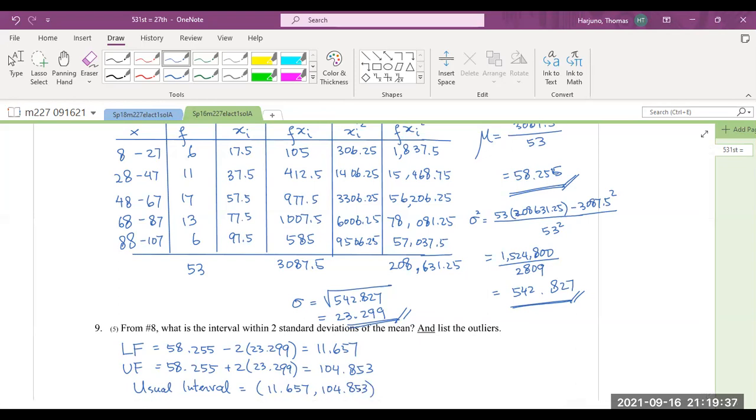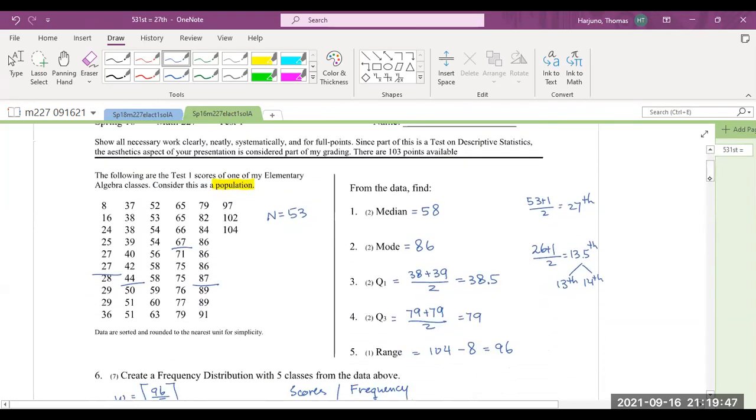Now, the judgment day. What's the outlier? How do we know who is the one overperforming or underperforming? The interval is from 11 something to 104 something. So is this 104 an outlier? No, it's not. So what is the outlier? 8. Is there another number? No, just 8.